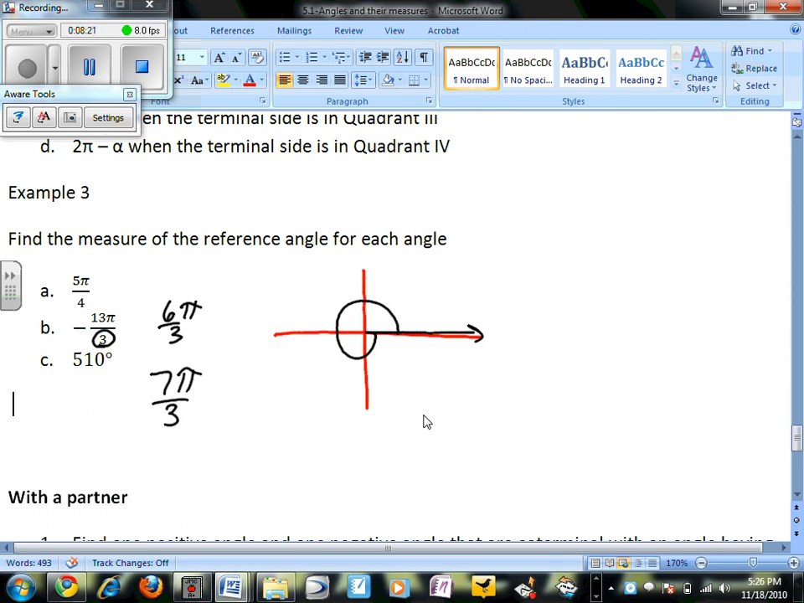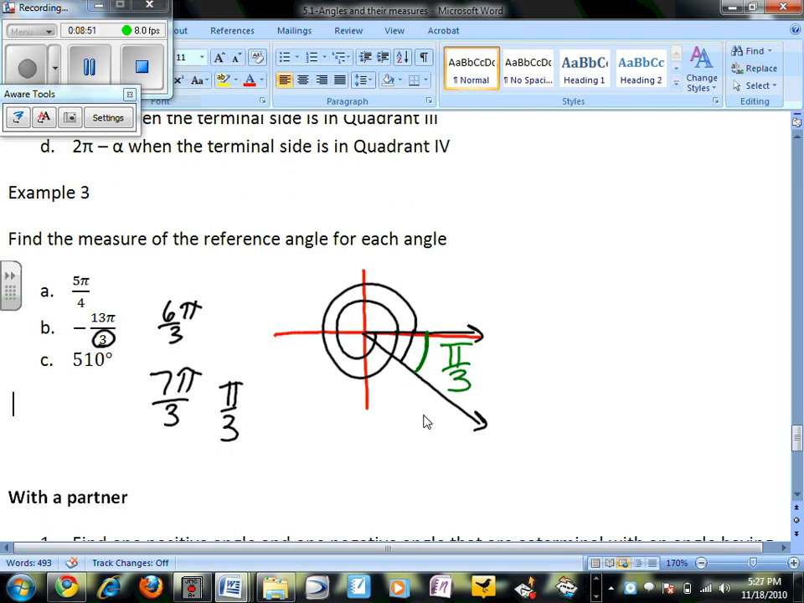It looks like I can go another 6 pi all the way around, so it goes around twice. If I take another 6 pi away, I have pi over 3 left over. So I need to go a distance of pi over 3 here and draw my angle. My reference angle is the distance from my terminal side to the x-axis, which is here. We went down, and pi over 3 was left over.